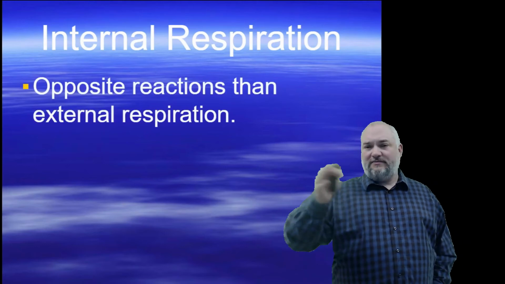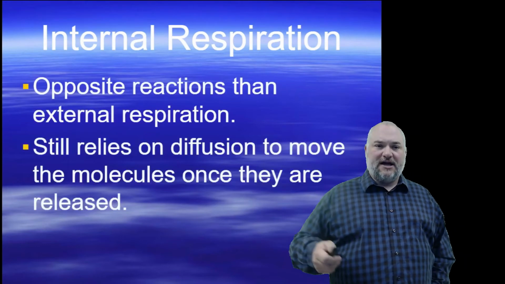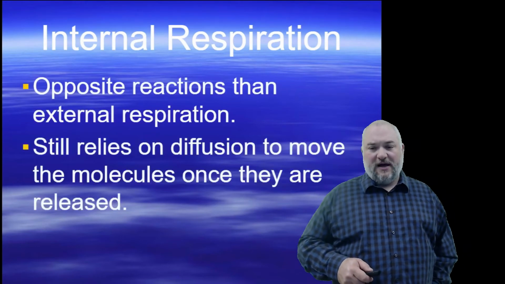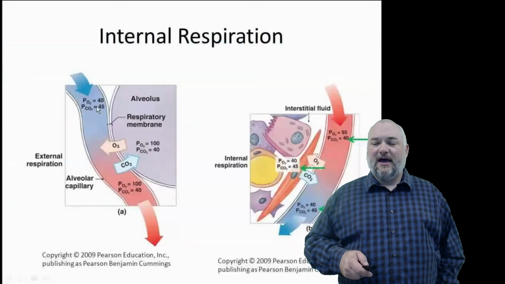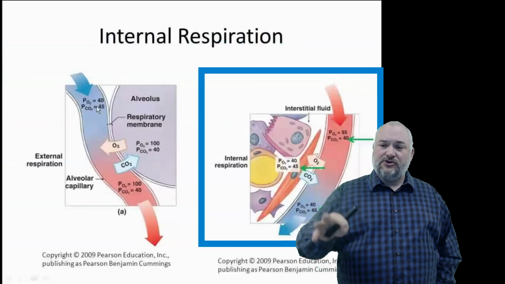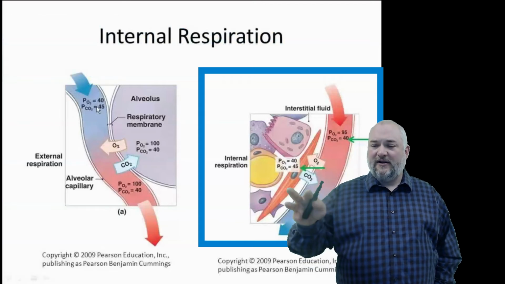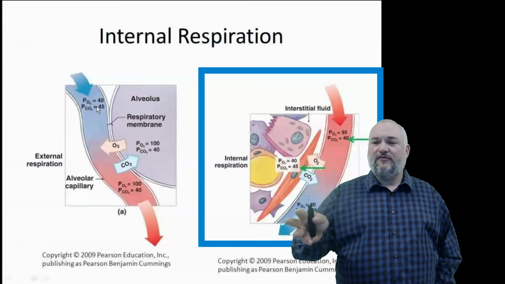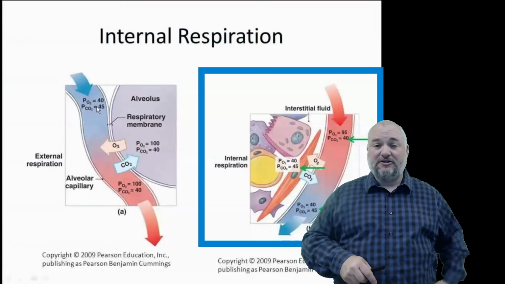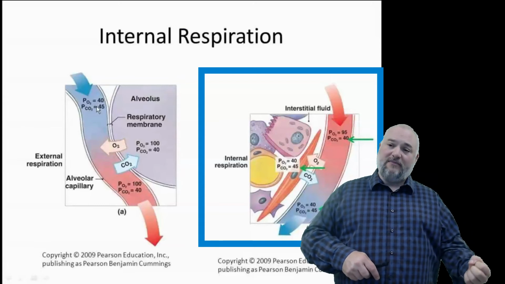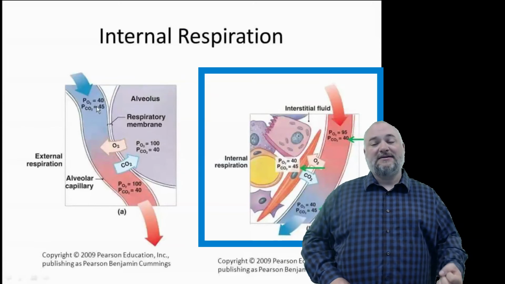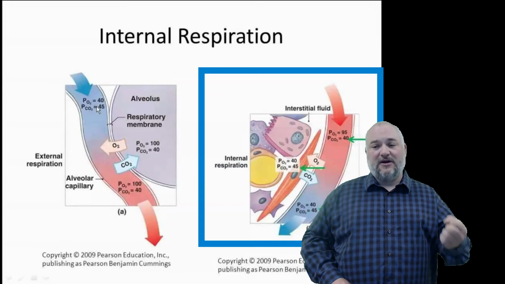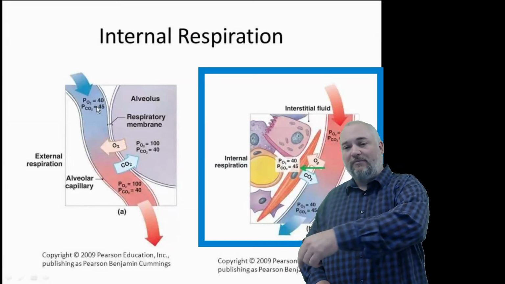So internal respiration, I just kind of went over that. It's the reverse reaction. It still relies on diffusion to move the molecules once they are released. So here we can see on the right, in the tissues, oxygen's always higher in the blood when it gets to the tissues, so it's going to diffuse into the tissues because the tissues are using up oxygen. So they're always going to have a little bit lower oxygen because they're using it up. But the tissues are always making carbon dioxide, so there's always going to be a higher concentration of carbon dioxide. So carbon dioxide will diffuse from the tissues into the blood.